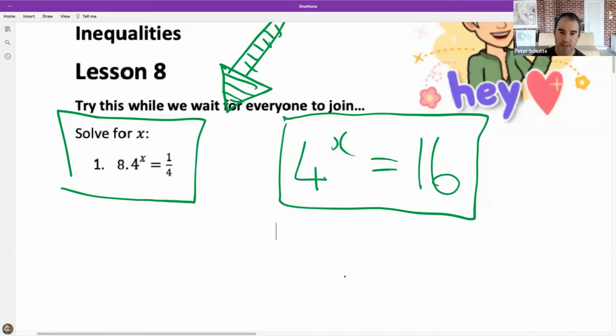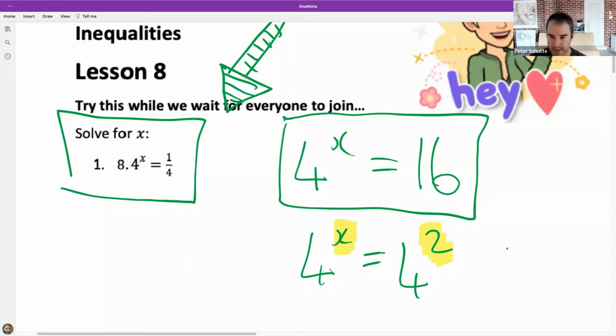Yeah. And the reason we know it's 2 is that what we do with exponential equations is we often try and make it that both sides have the same base. So 16 can be written as 4 squared. And if the base is the same, then we know that the two powers must be the same and x is 2. Now, those are the sorts of questions that I think that you did in the previous lesson.